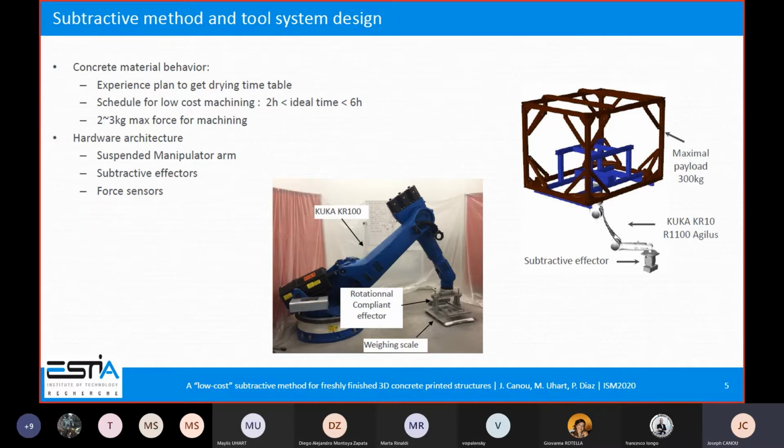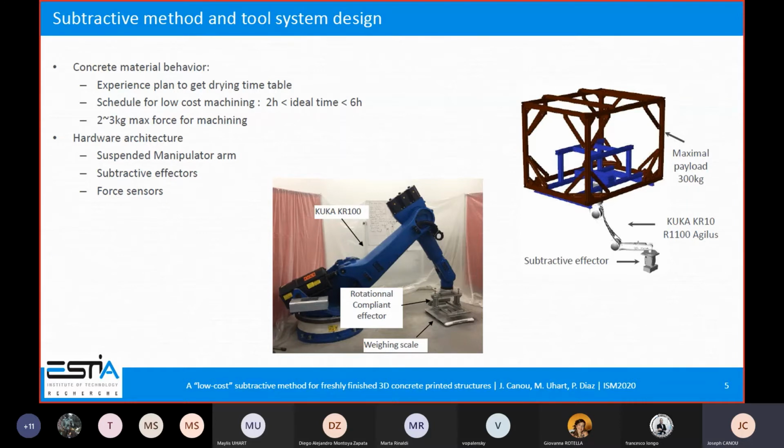So we made some experience plans, and depending on the way of printing, the quantity of additive inside the concrete, etc., we finally were able to define the ideal time to do some machining, and this perfect time was between 2 hours and 6 hours after printing. Also, what we envisaged to do as machining was engraving, also drilling and polishing.